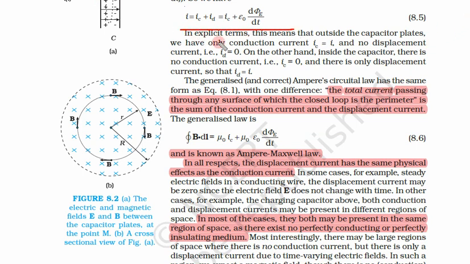So this was our equation. The total current passing through any surface of which the closed loop is the perimeter is the sum of the conduction current and the displacement current. So ultimately we get the total current passing through any surface of which the closed loop is the perimeter as the sum of conduction current and displacement current. We have considered the Amperian loop, and the total current passing through that Amperian loop is IC plus ID.